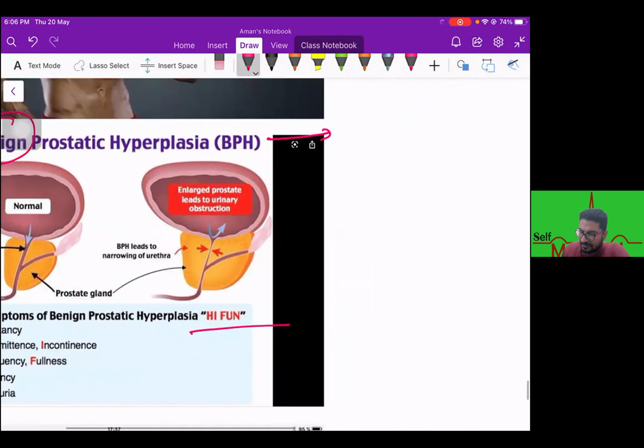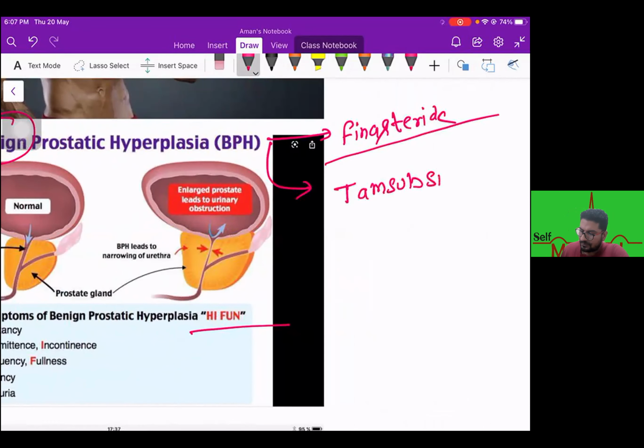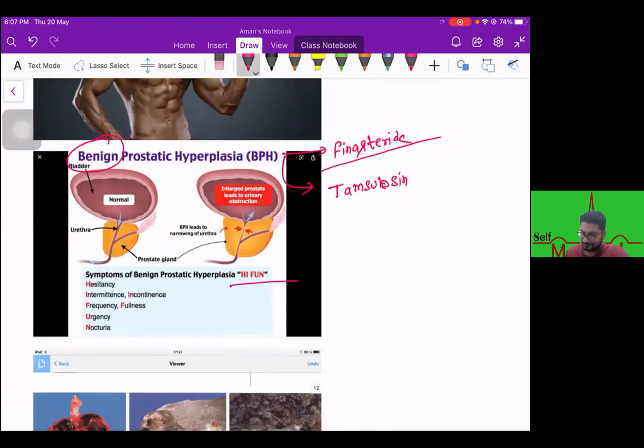For treatment, we give a drug called finasteride. Just your pharmacology recap: finasteride acts by inhibiting the enzyme 5-alpha reductase. Right. Sometimes for symptomatic relief, we give a drug called tamsulosin. So finasteride and tamsulosin are the drugs that we can give.